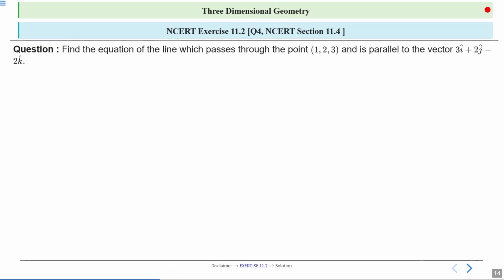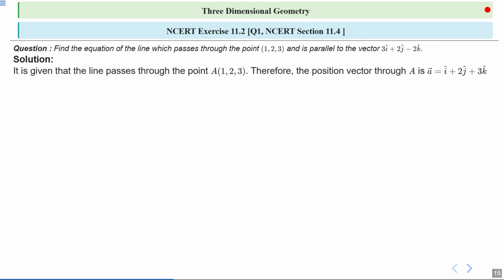Now let's look at question number 4. In this question, we are given a point (1, 2, 3) through which a line passes, and we are told that the line is parallel to the vector 3i cap plus 2j cap minus 2k cap. So find the equation of the line. First of all, try it yourself and then see the solution.